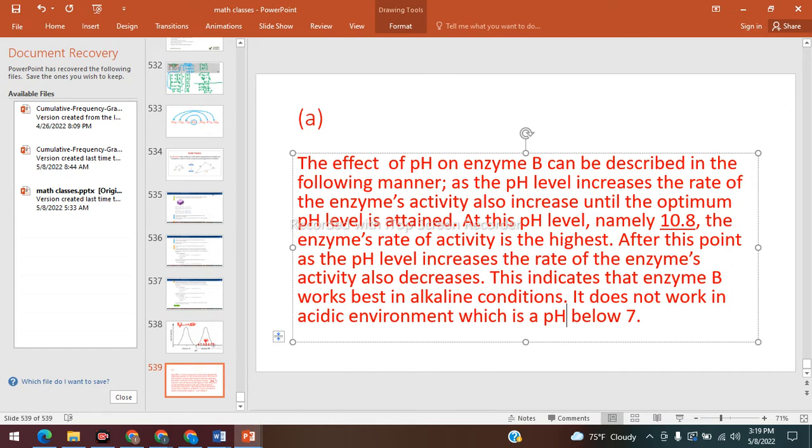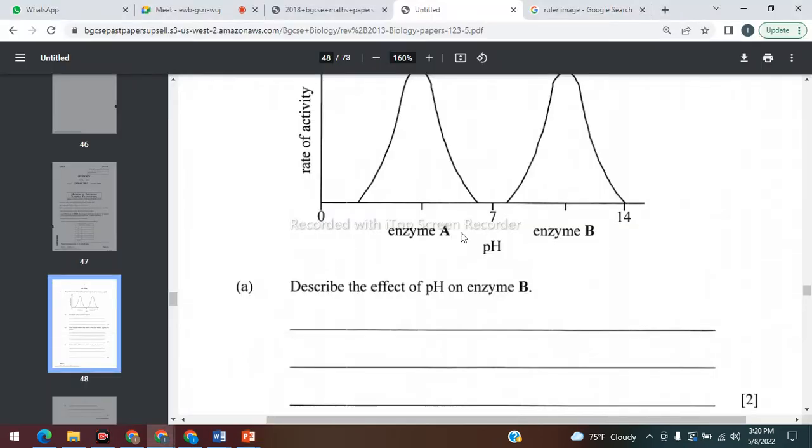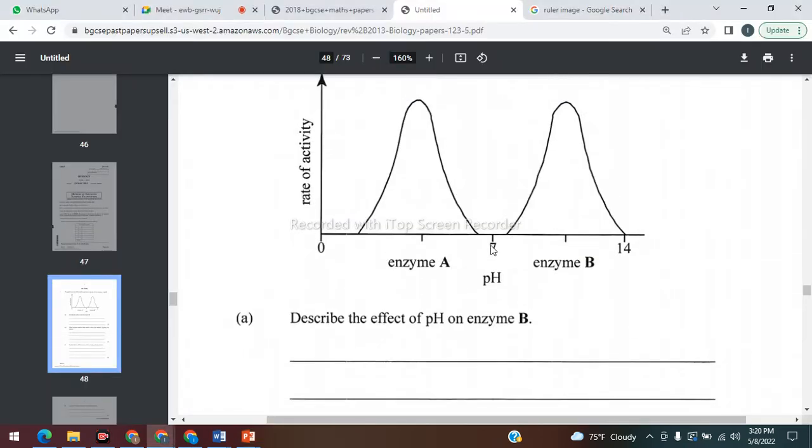If the enzyme diagrams look the same, why would you say that it works best in alkaline conditions? Because if we look carefully, that's a good question. If we look at where this one starts, notice it's at 7, and that's when it started to move up and down for enzyme B. Before that, enzyme B wasn't working. So between 0 and 7, which is acidic, enzyme B was not working. So it started to work between 7 and 14.